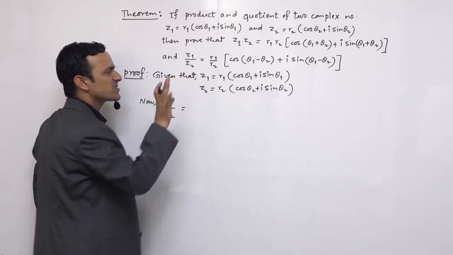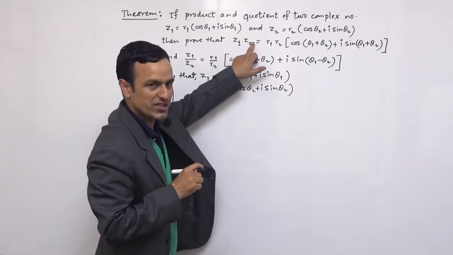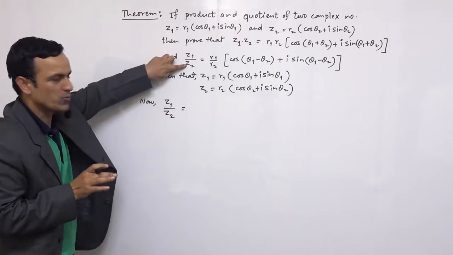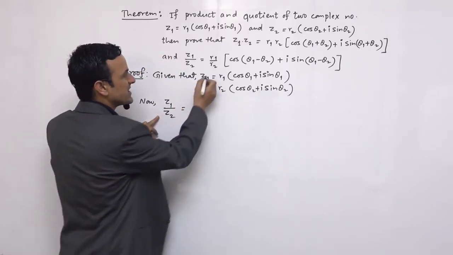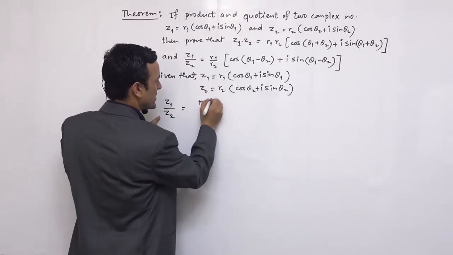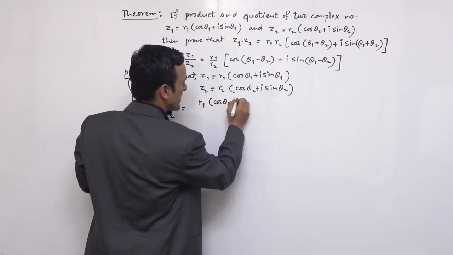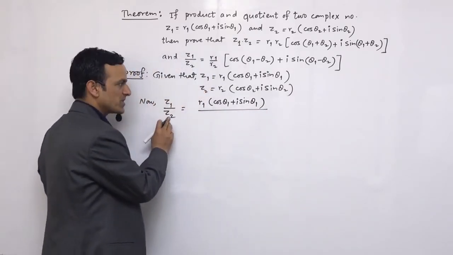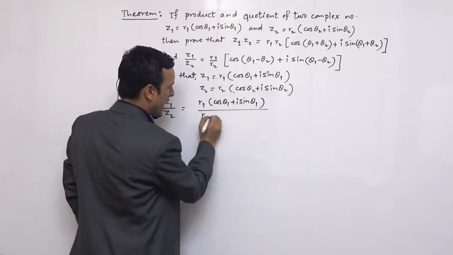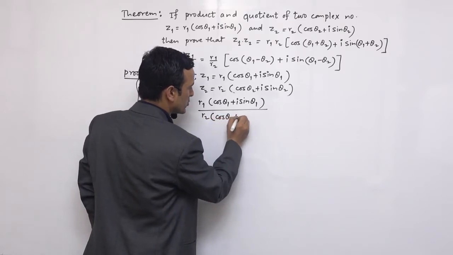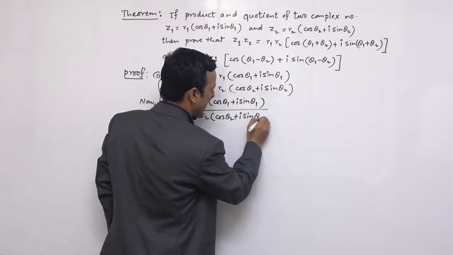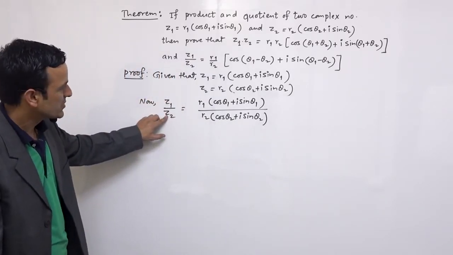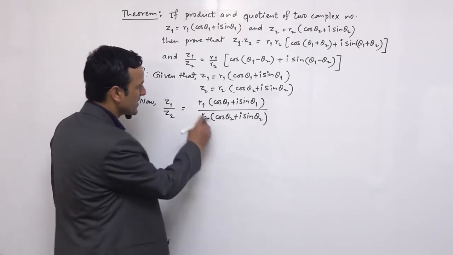For division, just now we have proved Z1 into Z2. Now similarly we are proving Z1 upon Z2. For that, Z1 and Z2 are given. So write down R1 cos theta 1 plus I sin theta 1 divided by Z2, which means R2 cos theta 2 plus I sin theta 2. This is our term, Z1 upon Z2. So how can we solve here now?